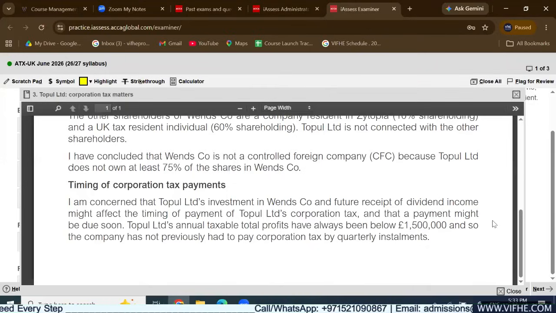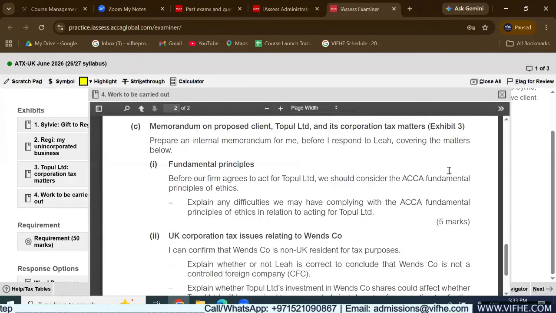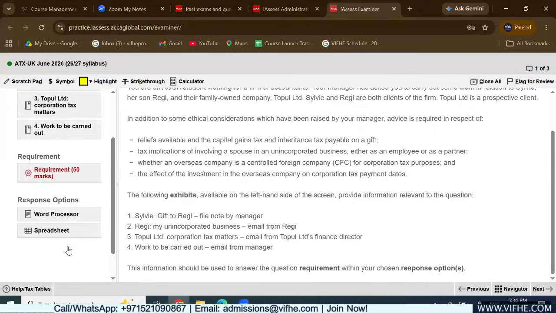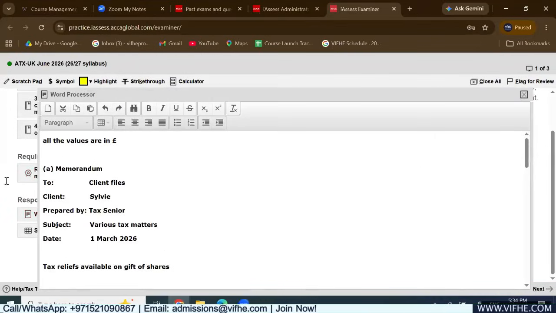Okay, so the thing is, as I've told you before, this time, again, we are going to make the memorandum. Let me just show you the answer that we drafted yesterday. Even in the last session, yesterday, we did make a memorandum, but that was being made for our client Sylvie, who is the shareholder of Topal Limited.